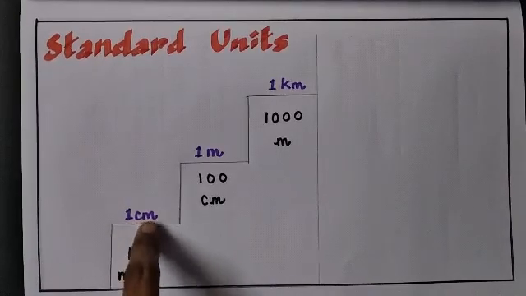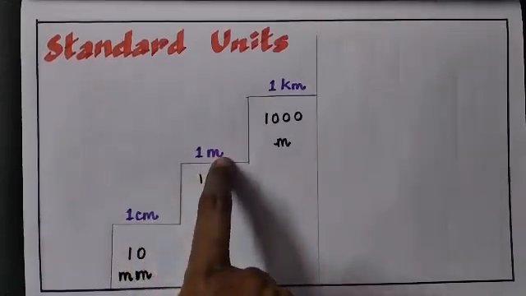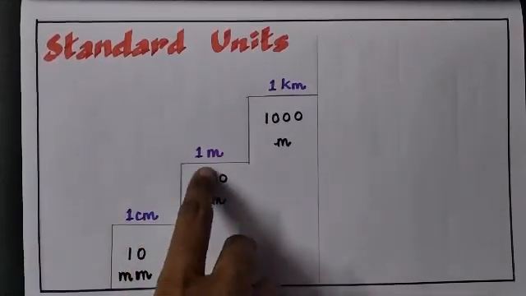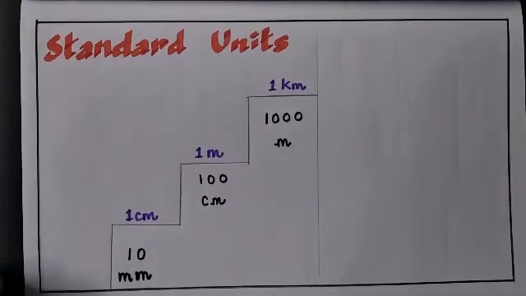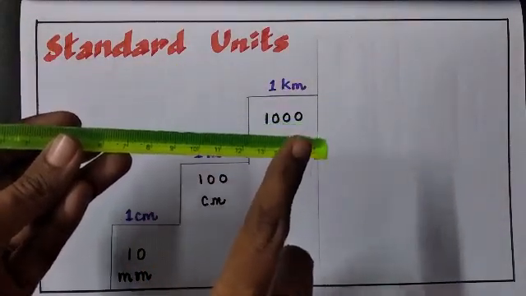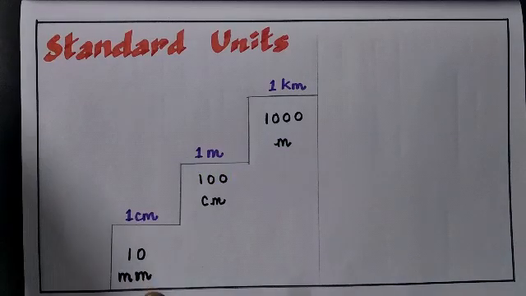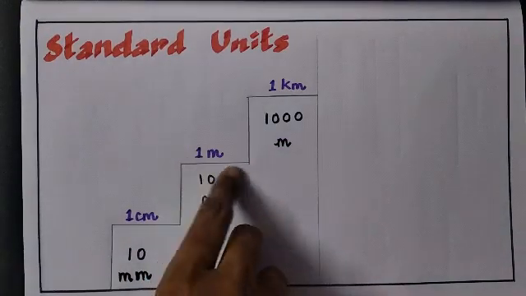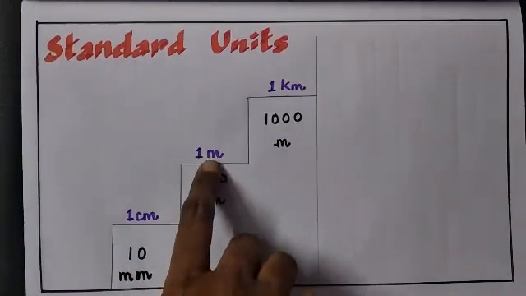So after the centimeter, how many centimeters make 1 meter? 100 centimeters should be there. See, your short scale will have 15 centimeters. The long scale will have 30 centimeters. But we need 100 centimeters to make 1 meter.